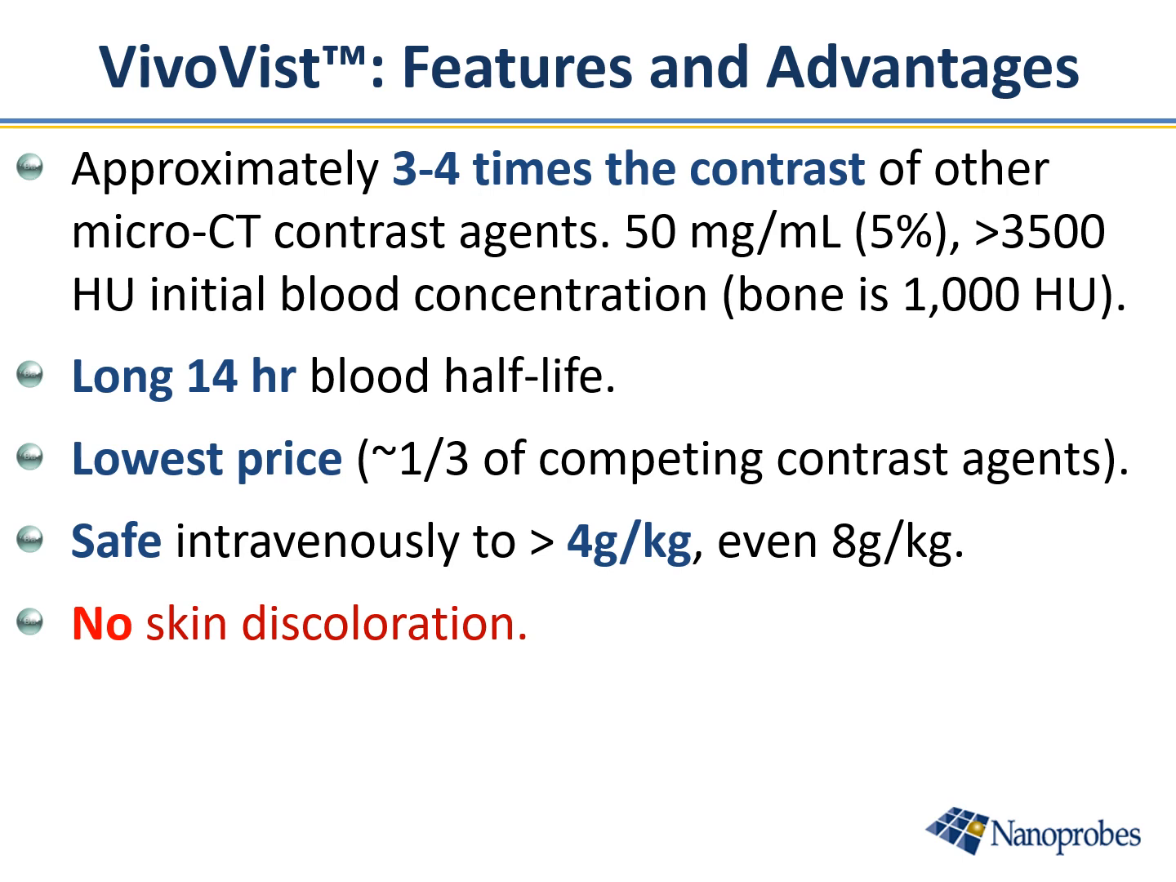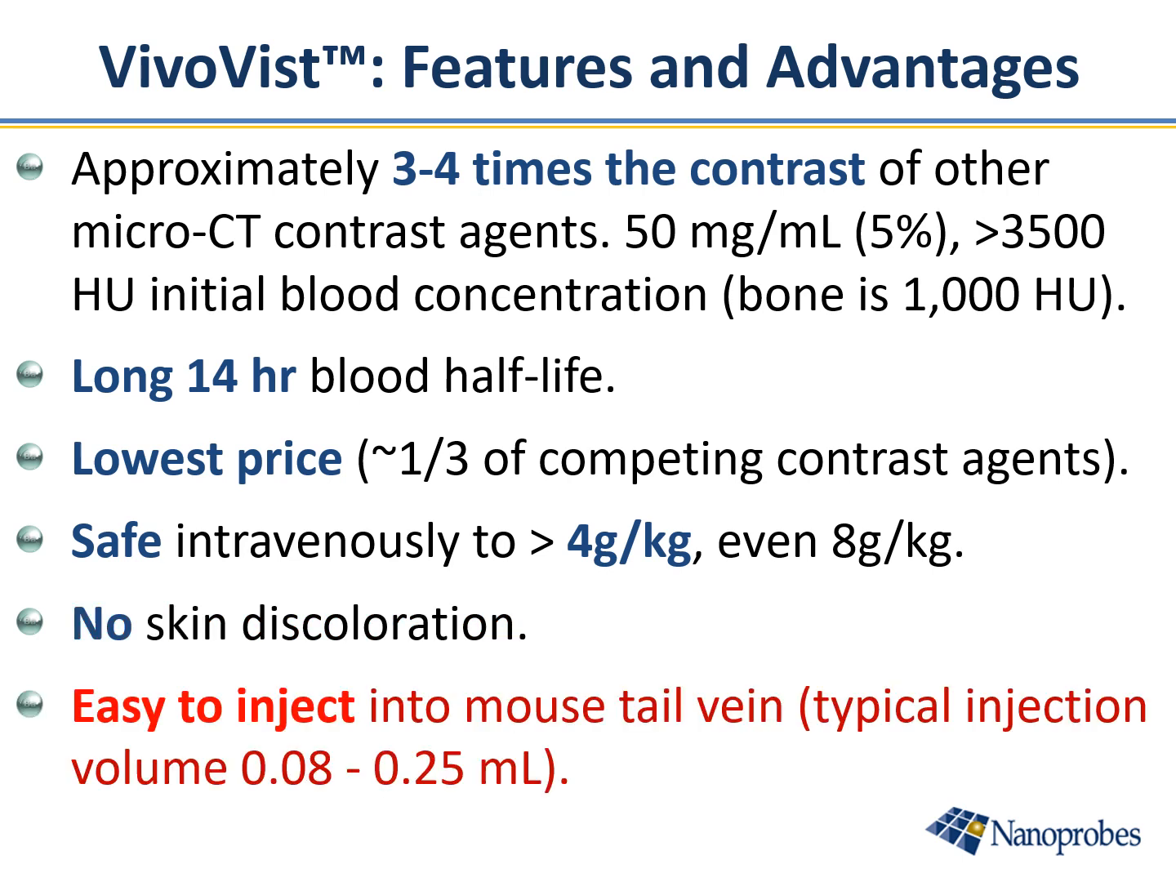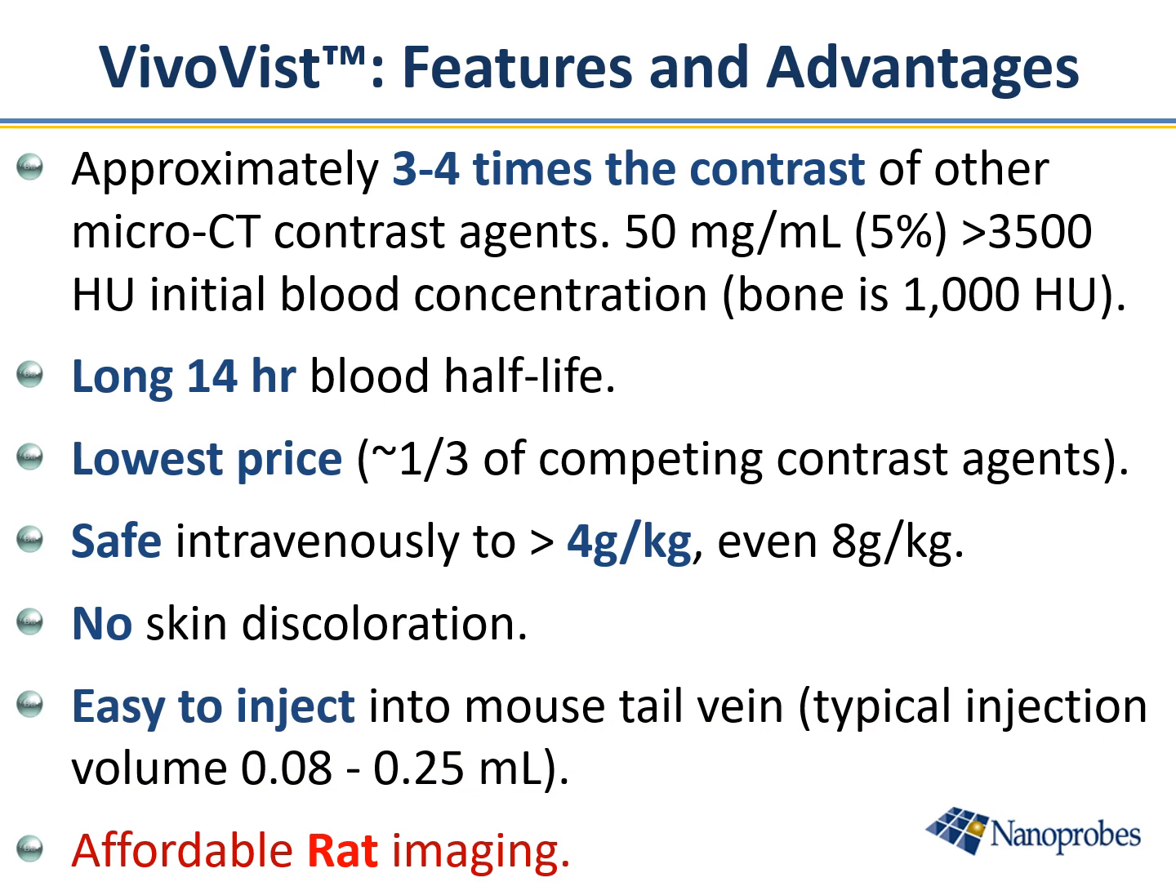It provides no skin discoloration. It's a non-colored formulation, so there's no cosmetic impact. Because it's non-viscous and has low osmolality, it's easy to inject into the mouse tail vein, and can be used with typical injection volumes of 0.08 to 0.25 milliliters. Because of its low price, high concentration, and easy administration, it also provides affordable imaging in rats and larger animals.